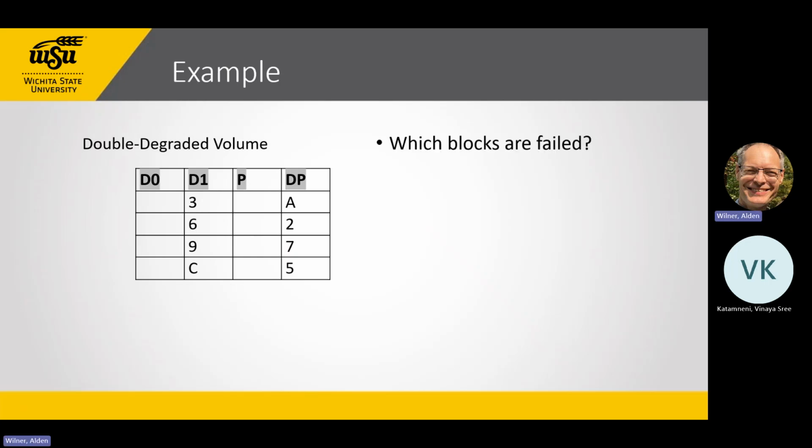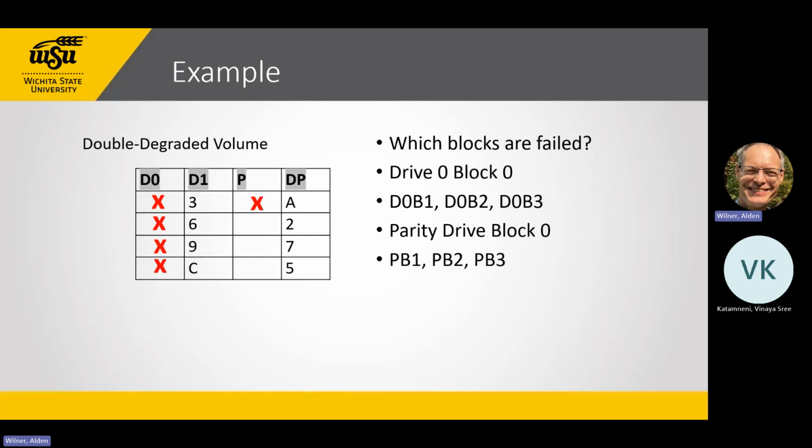Which blocks are failed though? Well, drive 0, block 0, and drive 0, block 1, block 2, and block 3, obviously, because drive 0 is dead. And also parity drive block 0 and parity drive blocks 1, 2, and 3, right? So if we look at this from a block level or a byte level from our RAID 4 example, or looking at it from a segment level from an actual storage subsystem perspective, right? We can see that we have a problem of rebuilding 8 chunks of data in this case, right?